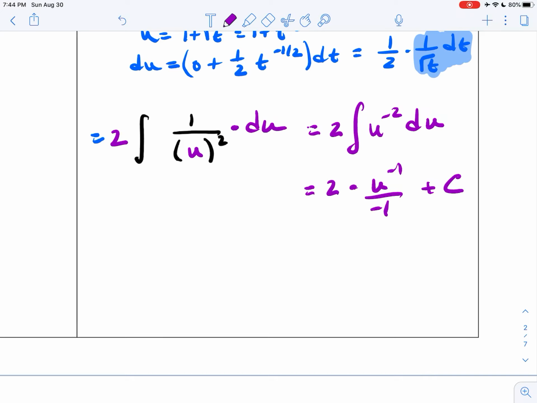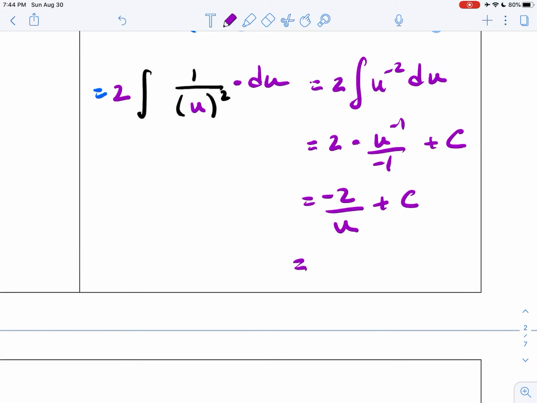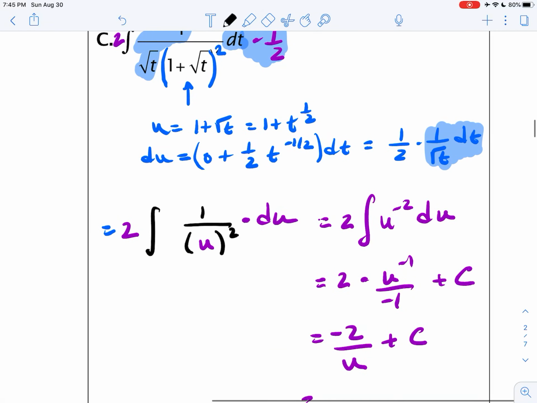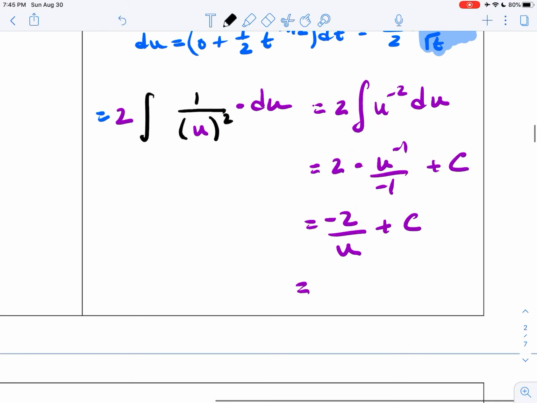And in simplifying that, 2 divided by negative 1 is going to be negative 2. U to the minus 1 can go down to the denominator. And that would be u to the first power, which is just u. And then I can back substitute. And when I back substitute, I make sure that I have my correct substitution, and my correct substitution is 1 plus the square root of t. So I would have negative 2 over 1 plus the square root of t plus c here.